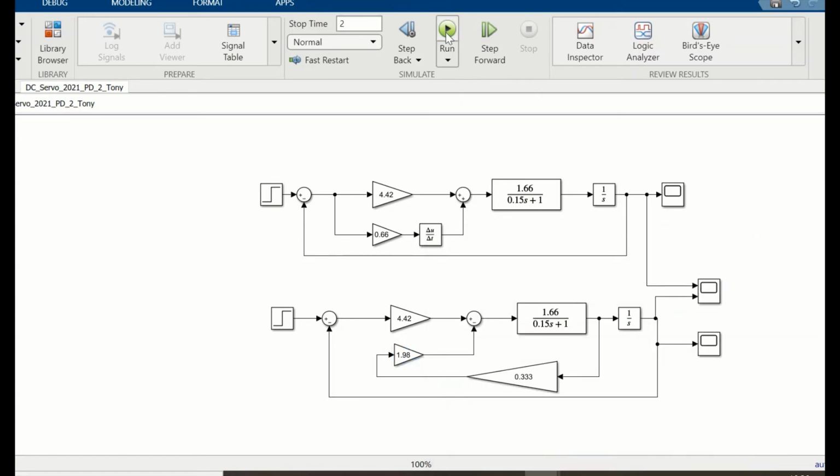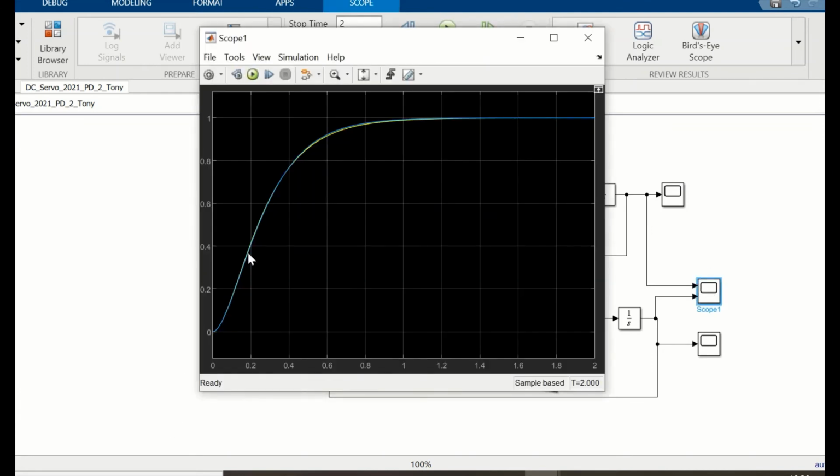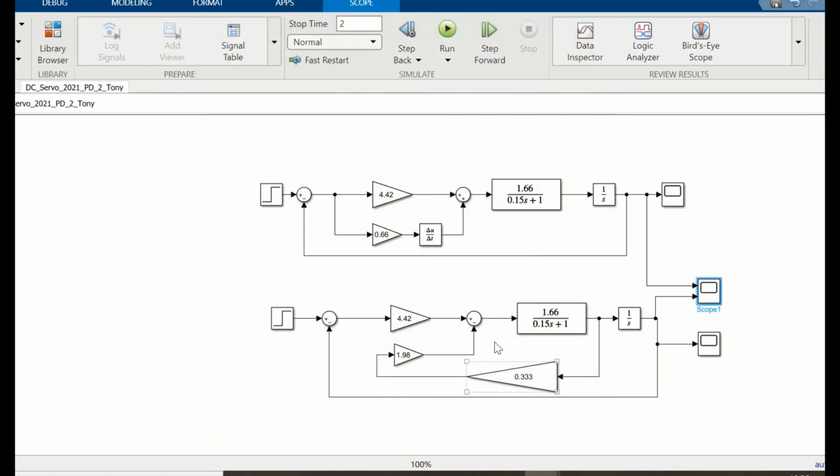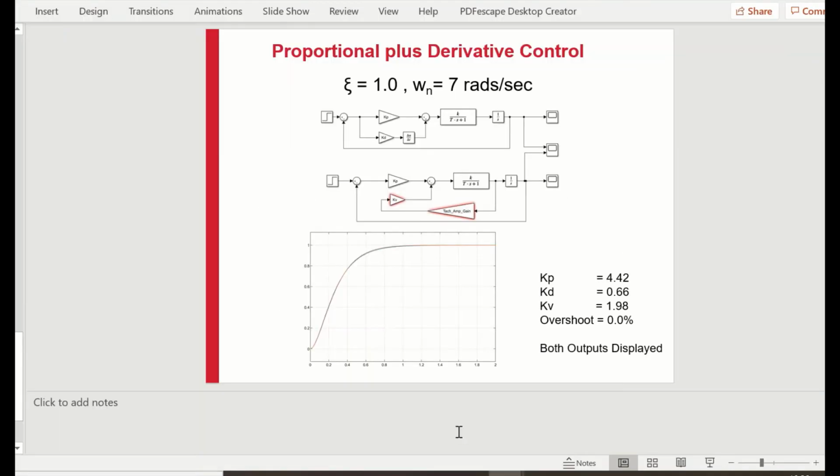So if we run this one now, this is damping ratio of 1, and here's the response. So it's again coming up in about 0.8 of a second. So it is much better than the proportional control. The proportional control took almost 2 seconds, didn't it, to come up like that. So you can see now this big advantage in having proportional plus derivative control, and that's why most servos have proportional plus derivative.